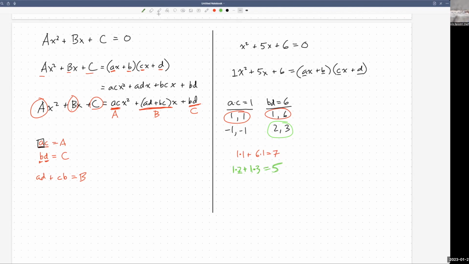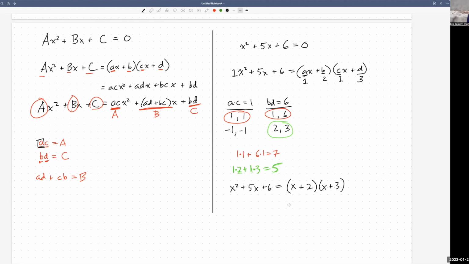Okay? And so those are the choices we're going to make. That gives us our A, B, C, and D. So what we've determined is that x squared plus 5x plus 6 is equal to x. So I'm choosing A to be 1, and just not writing it. B will be 2. C will be 1 again, and D will be 3, right? So I've just plugged in 1, 2, 1, 3, okay?